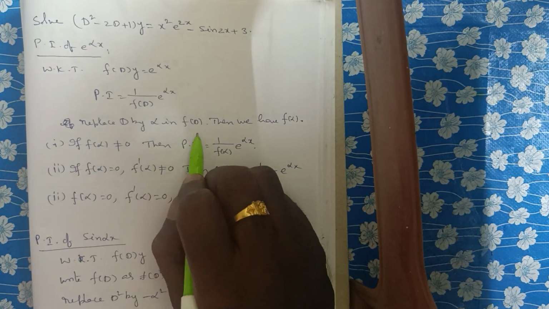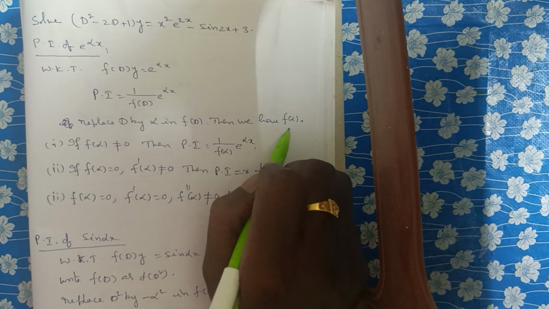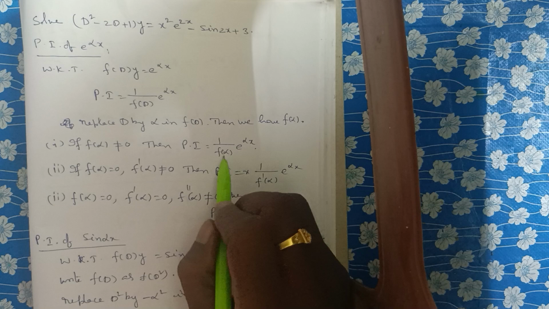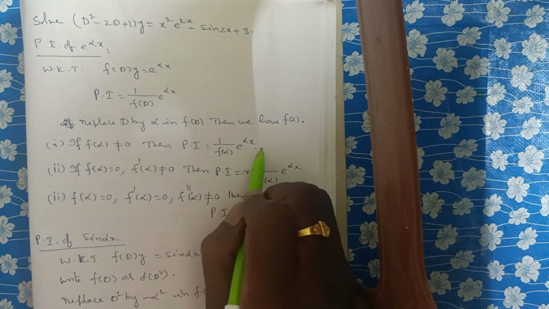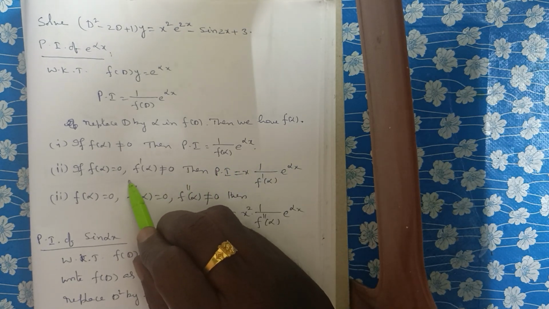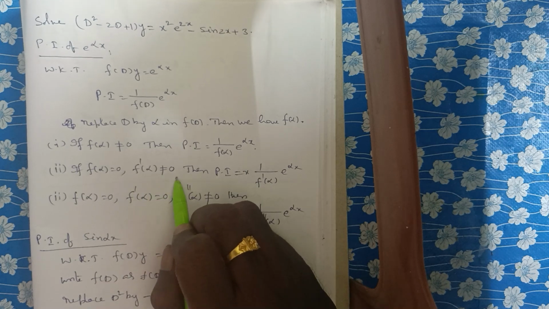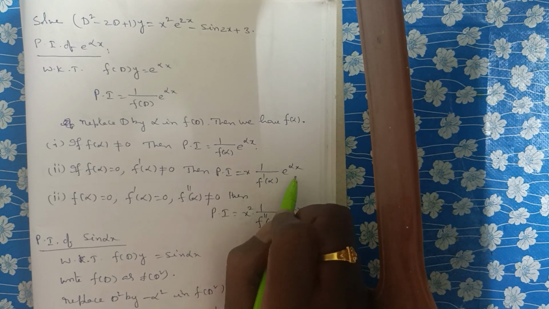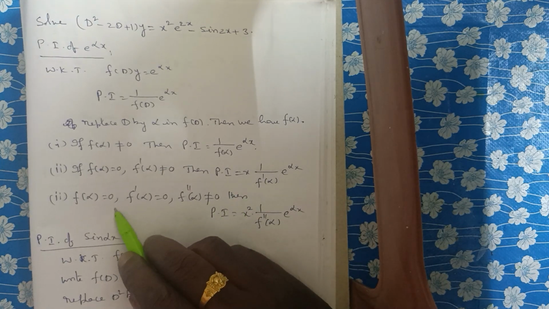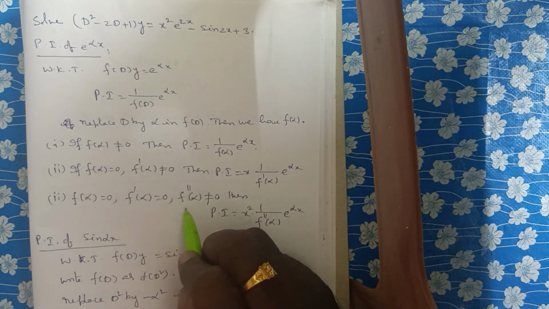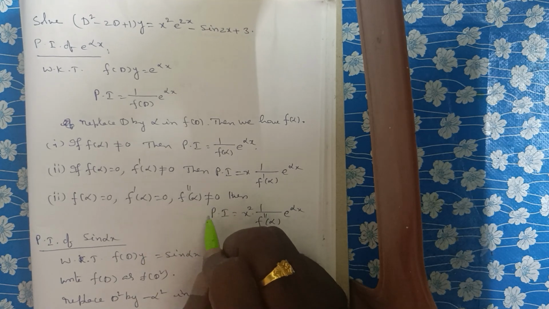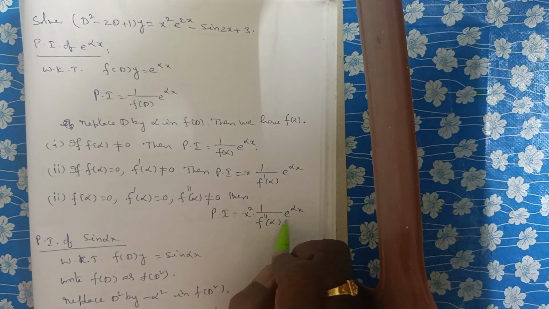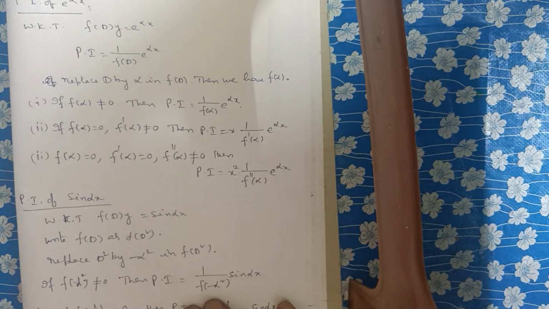replace D by alpha in f(D). Then we have f(alpha). If f(alpha) is not equal to 0, then the particular integral is 1 by f(alpha) into e^(alpha x). If f(alpha) is 0 and f'(alpha) is not equal to 0, then the particular integral is x into 1 by f'(alpha) into e^(alpha x). If f(alpha) is 0, f'(alpha) is 0, and f''(alpha) is not equal to 0, then the particular integral is x^2 into 1 by f''(alpha) into e^(alpha x).